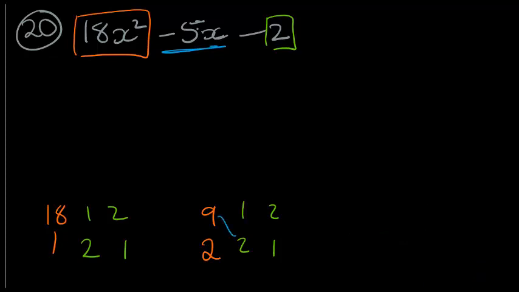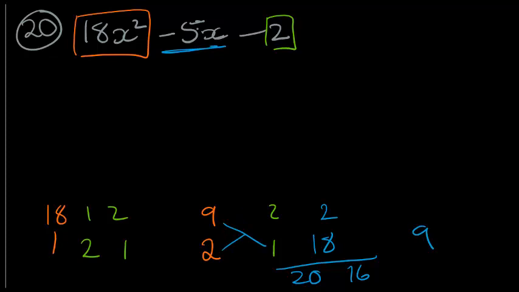9 times 2 is 18. 2 times 1 is 2. 18 plus 2 is 20, or subtracted is 16. That's not it. 9 times 1 is 9. 2 times 2 is 4. 9 plus 4 is 13. 9 minus 4 is 5. Ding, ding, ding. That's what I want.